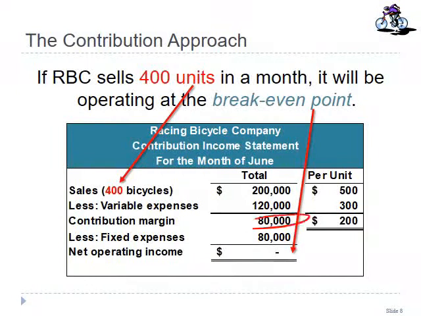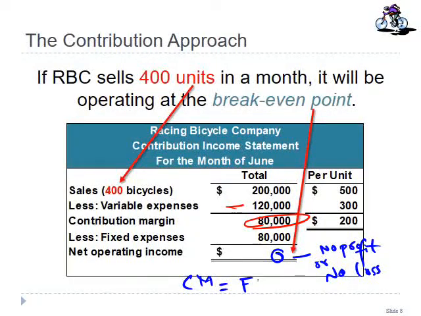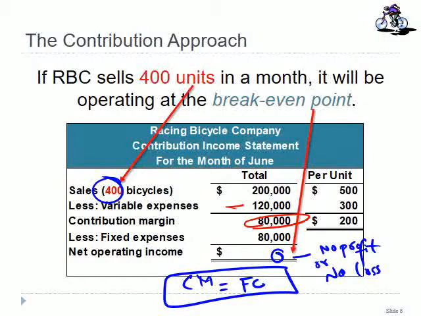And how much is the contribution margin? 200,000 minus 120,000 is 80,000. So that definition or concept is proved: break even occurs, which means no profit, no loss, where CM is equal to fixed cost, right? So if the RBC sells 400 units, it will be operating at break even, because CM is equal to fixed cost.